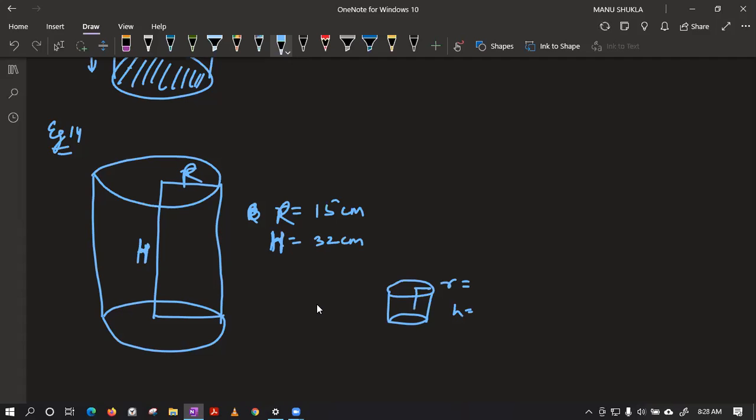Class, are you getting this? To reduce the confusion, I have changed the variables. Class, please confirm. So this is 3 centimeter and the height is 8 centimeter of the glass.